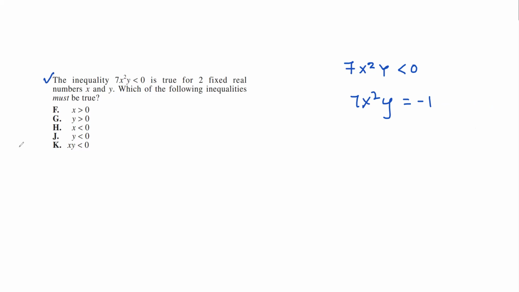Which in turn means you'll get a negative sign before your answer, which makes it a negative value. Now, think of that. So 7 times x squared times y will give you a negative number, right? There will be a negative sign. Now go to the x squared, because 7 is fixed. 7 is not going to change. And they're asking, it's true for two fixed real numbers, x and y. Which of the following inequalities must be true?